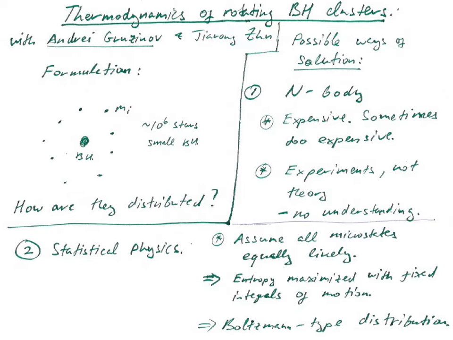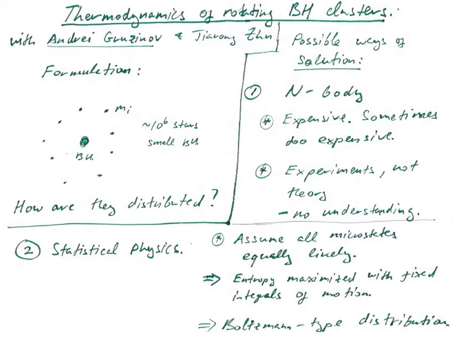So first of all, what is the problem that we are trying to address? You have a supermassive black hole, and within the radius of influence of a supermassive black hole, you have something like a million stars and stellar mass black holes. Stellar mass black holes are typically 10, 20, 30 times as massive as the stars from the main population. And the question is, how are these distributed? And of course, of particular interest to LISA is how the small black holes are distributed around the big black hole.